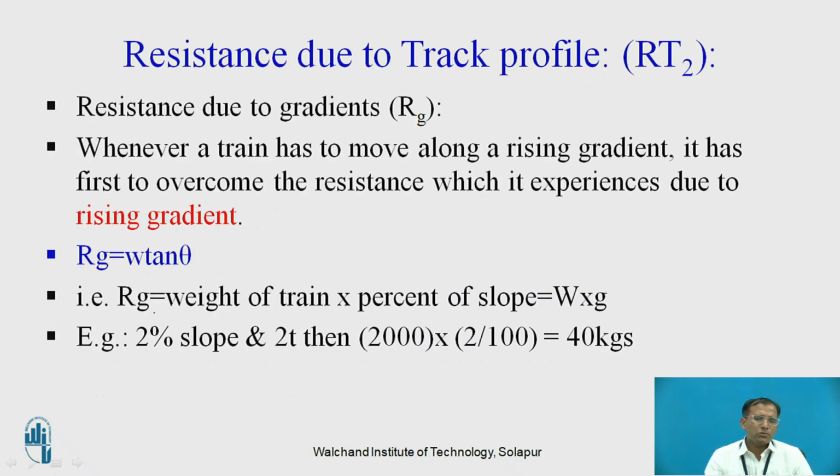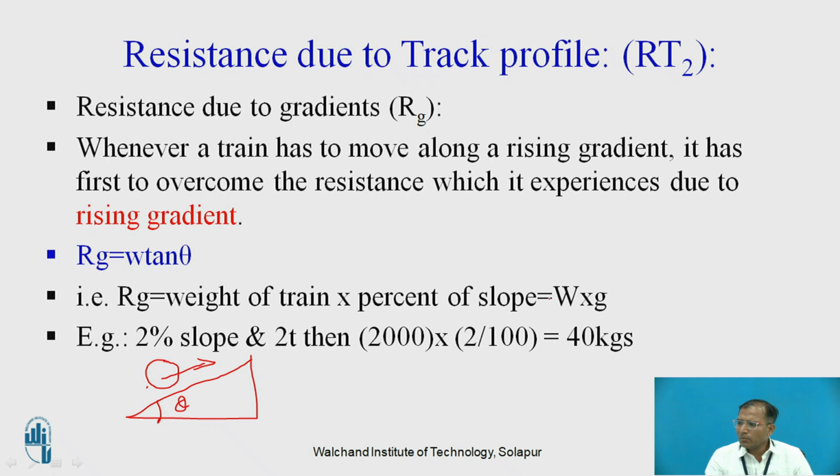Next one is resistance due to the track profile. If you are traveling on a particular slope, like a gradient, your vehicle is going to travel on a gradient like this, having a theta. Now what is the train resistance due to this gradient theta or slope?